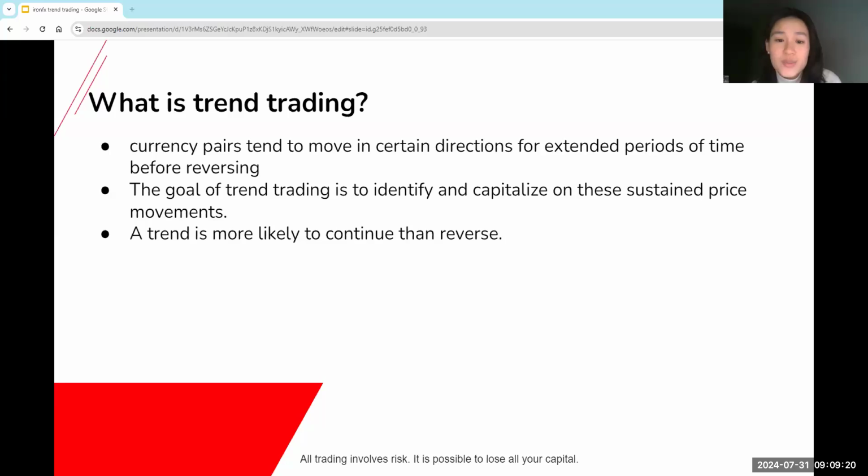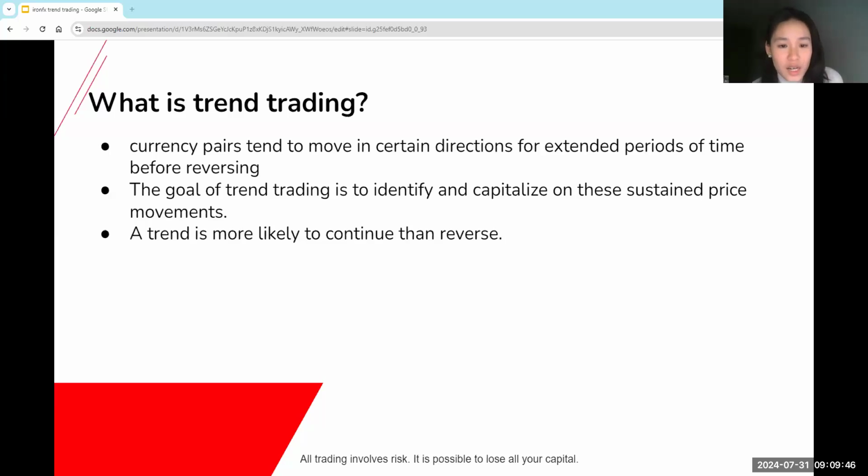Statistically, a trend is more likely to continue than to reverse. So that's why we normally will advise you to just follow the trend. So that's why a trend is assumed to be in effect until it gives a clear signal that it has reversed. So we'll show you some examples of when you can expect the trend to reverse in the later slides.